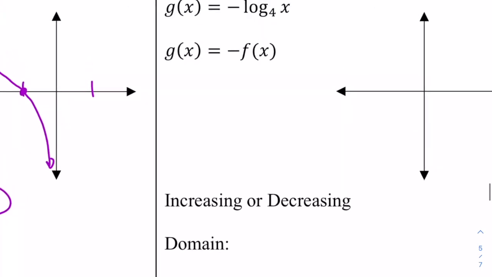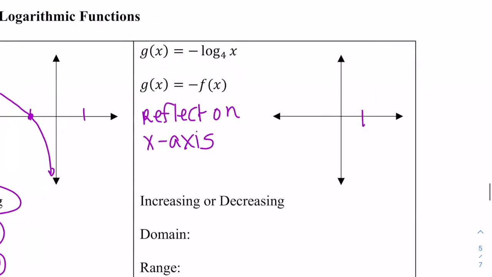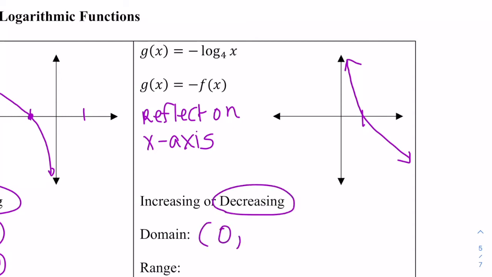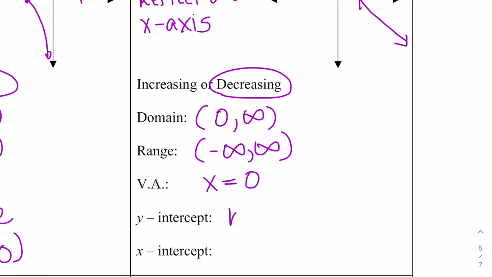When we look at negative log base 4 of x, that's going to reflect on the x-axis. So we're still going to have the same x-intercept, but now it's going to be decreasing. So it's decreasing here. The domain is still 0 to infinity. The range is still negative infinity to infinity. These didn't change. The vertical asymptote did not change, and neither did the intercepts.